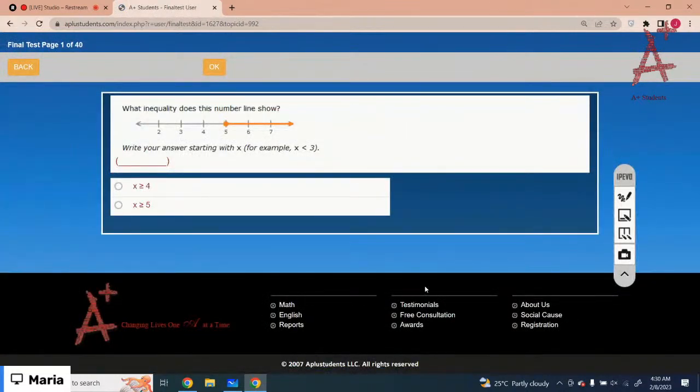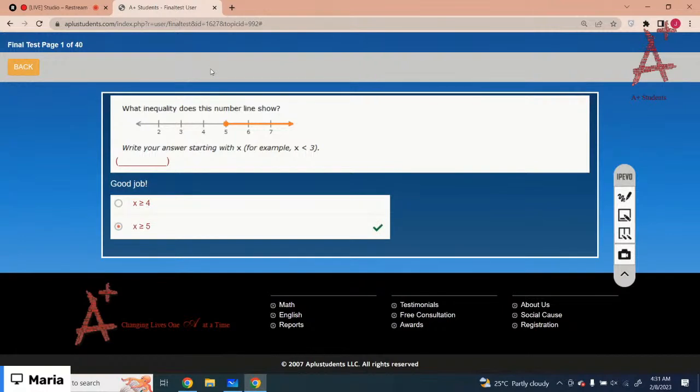Okay, what inequality does the number line show? So you have a filled in circle at 5 and the graph is pointing at the right hand side. That means x must be greater than or equal to 5. Got it? So the correct option is x is greater than or equal to 5.